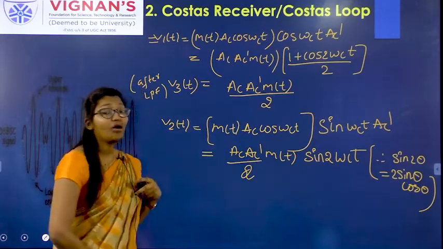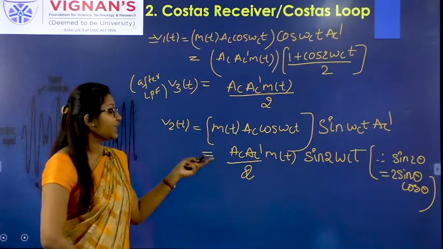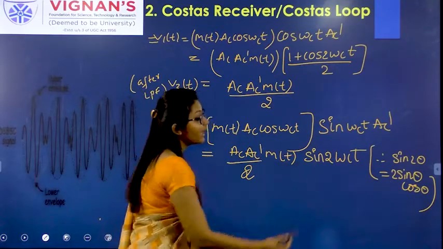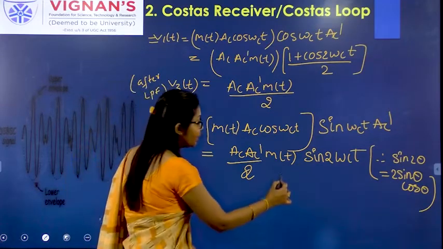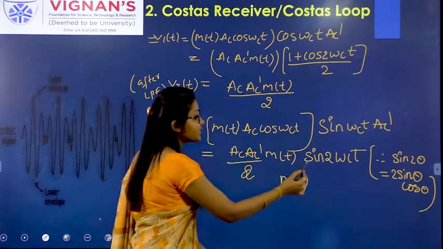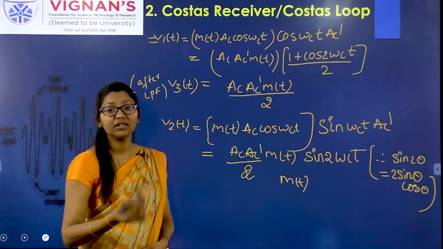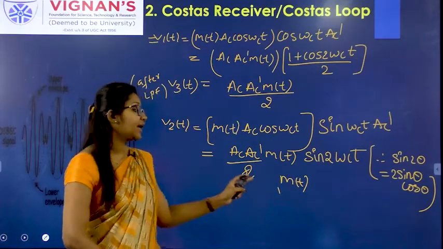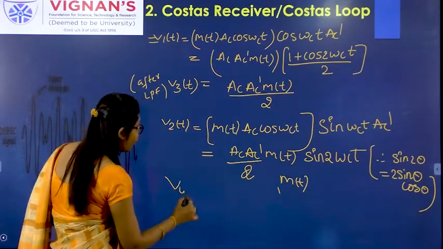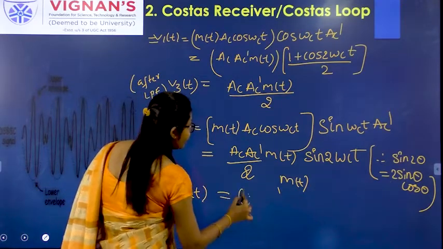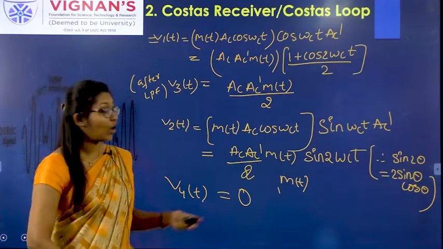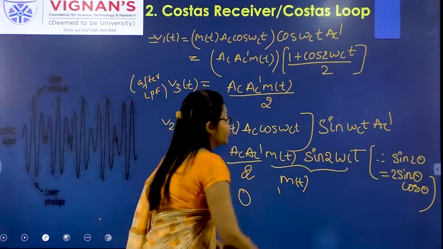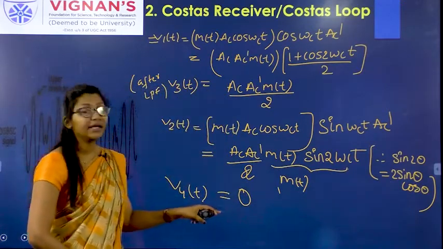Now this V2 of t should pass through the low pass filter. So when it is passing through the low pass filter, what happens? This is a combination of m of t and sin 2 omega ct. Actually we need only m of t. But what is happening here? There are extra frequencies added and this won't pass through your low pass filter. It will get rejected. So finally V4 of t you will be getting 0, because the low pass filter cannot pass this frequency, right? So V4 of t you will be getting 0.